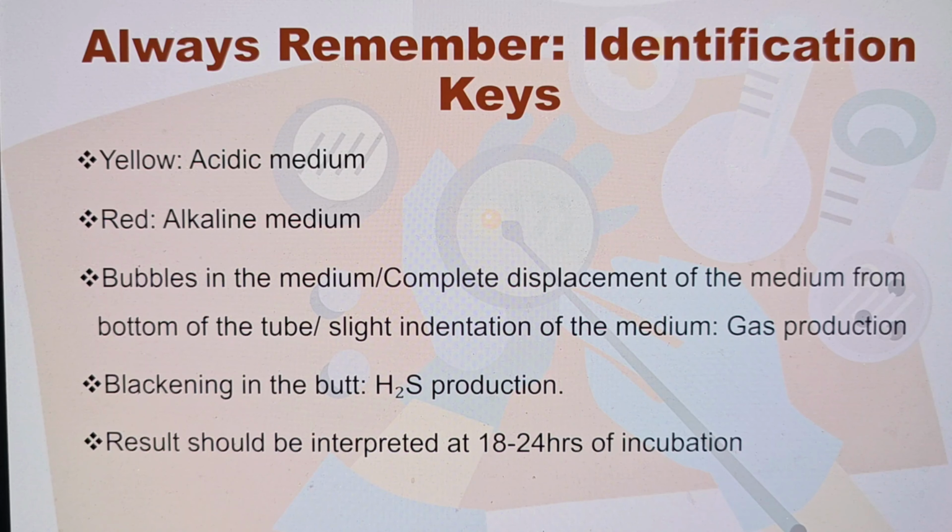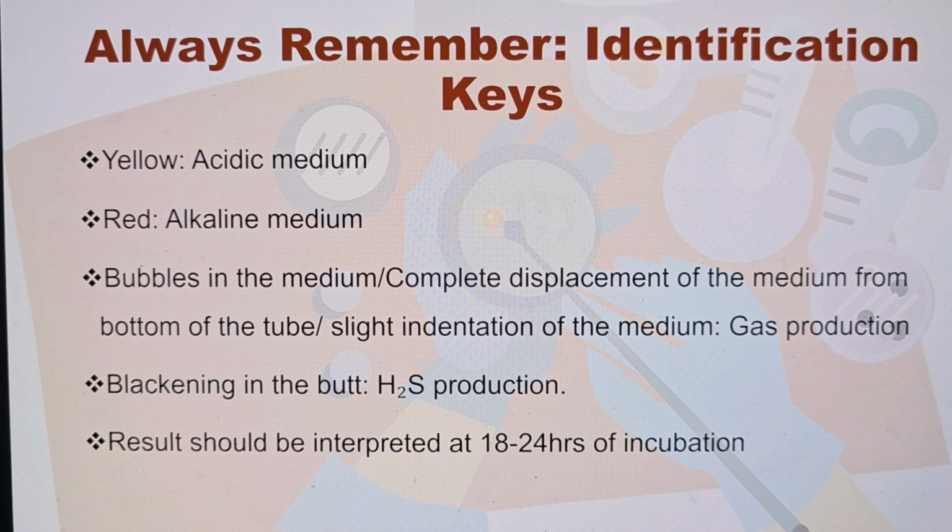Always remember those key points for identification. First, yellow medium indicates acidic medium, then red indicates alkaline medium. Bubbles in the medium, complete displacement of the medium from the bottom of the tube, or slight indentation of the medium indicates gas production. Blackening of the butt indicates H2S production. Results should be interpreted at 18 to 24 hours of incubation.